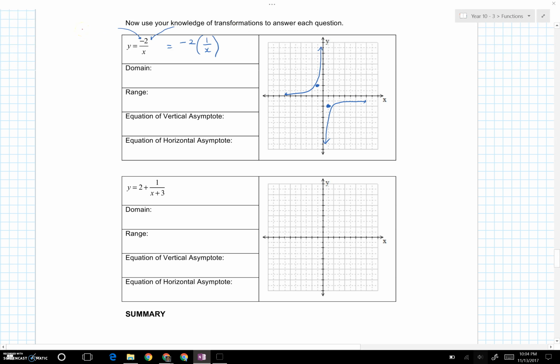Now, the domain here has stayed the same. X cannot be 0, but x is an element of real numbers. The range has stayed the same. Y cannot be 0, and y is still an element of all real numbers. The reason that these haven't changed is that this function has not moved up or down, left or right. The equation of the vertical asymptote is x equals 0, and the equation of the horizontal asymptote is y equals 0.